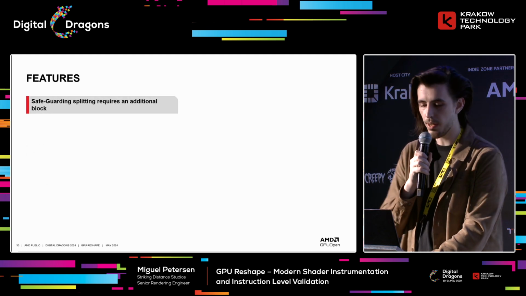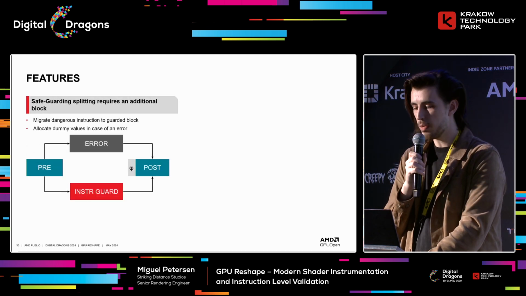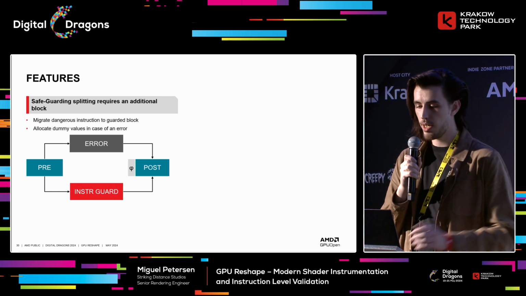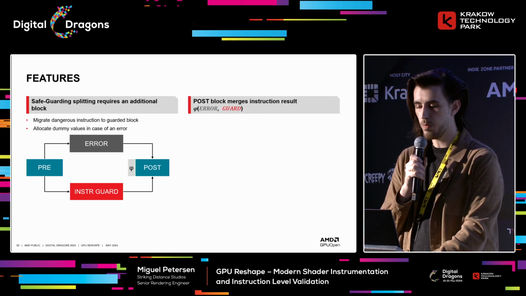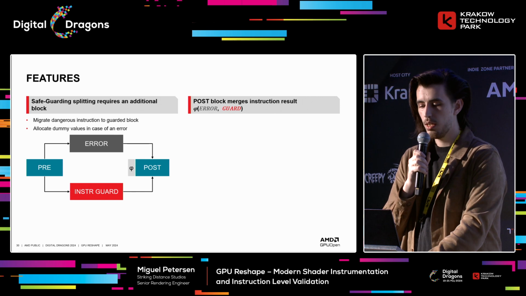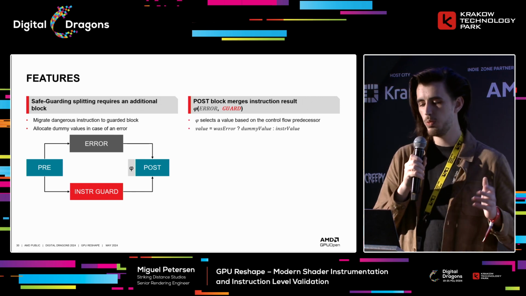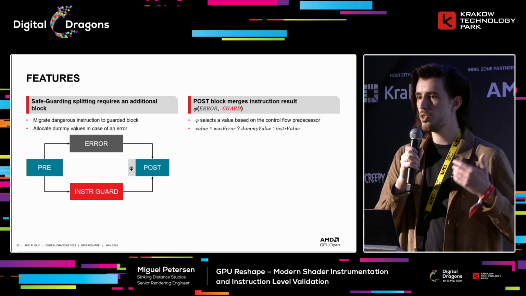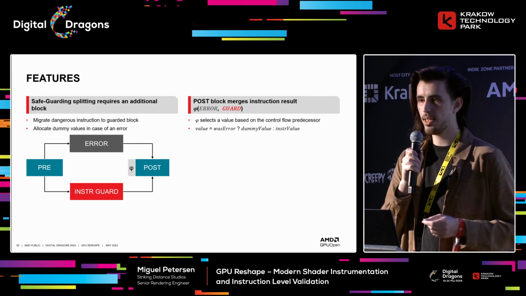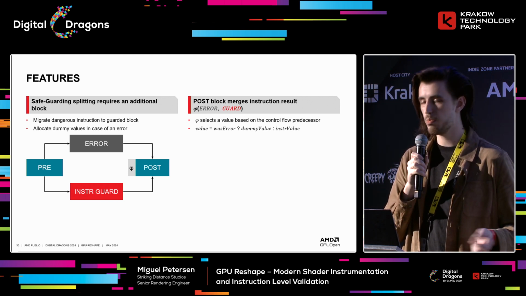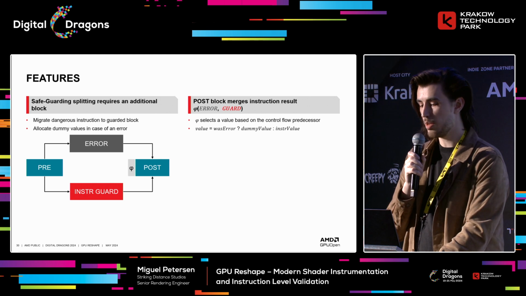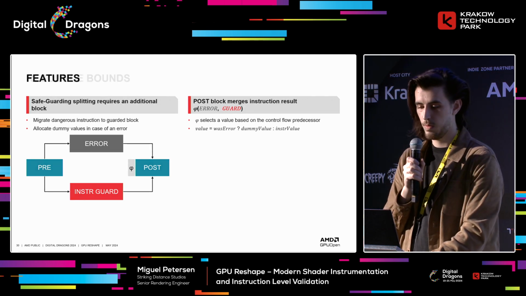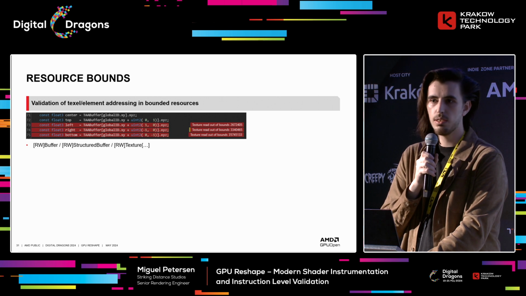But what about safeguarding? We add an additional block, and we move the dangerous instruction to this guarded block. If an error has occurred, we assign a dummy value. Now, to select the actual value, we use these things known as FIA instructions. I just think they're neat, so I just wanted to mention them. Just think of them as ternary operators that select the resulting value based on the previous branch taken. Dummy if it came from the error block, and data if it was valid. So that's really the entire doctrine.